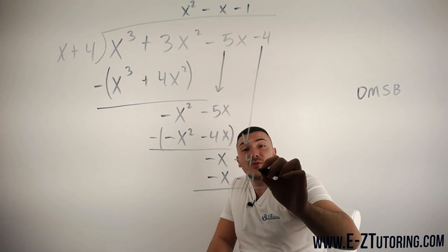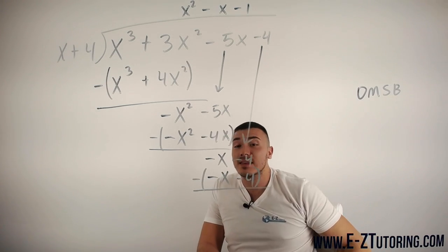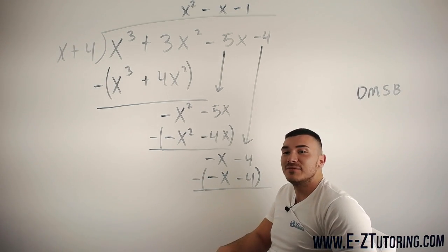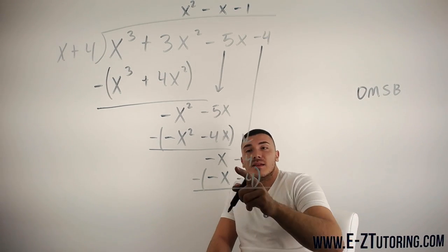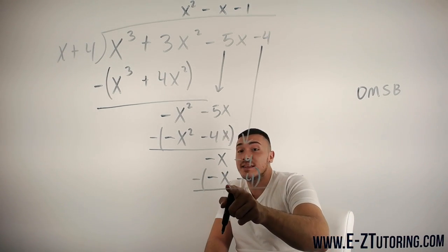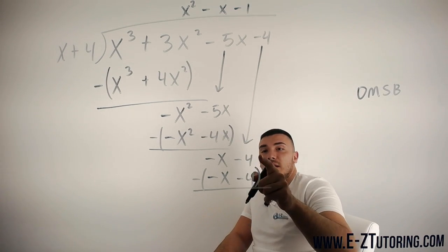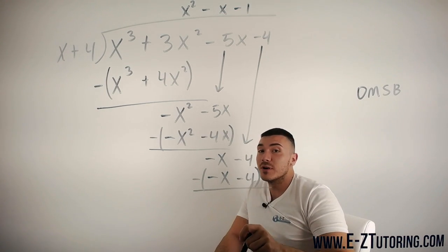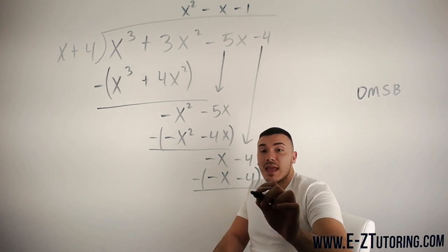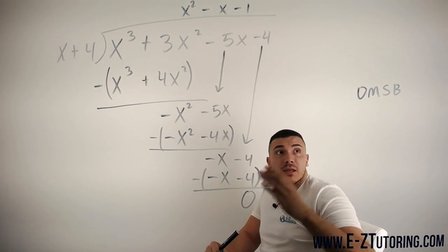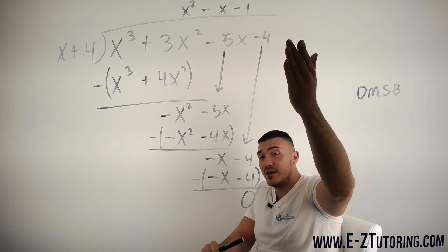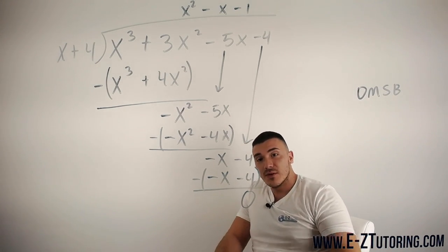Our next step is to subtract. Once again, we must subtract the whole thing and distribute that negative. So negative x plus x, because two negatives cancel. Negative 4 plus 4, because two negatives cancel, and we are left with 0. There's nothing else to bring down because we're done, and we're left with 0. So this is our remainder.